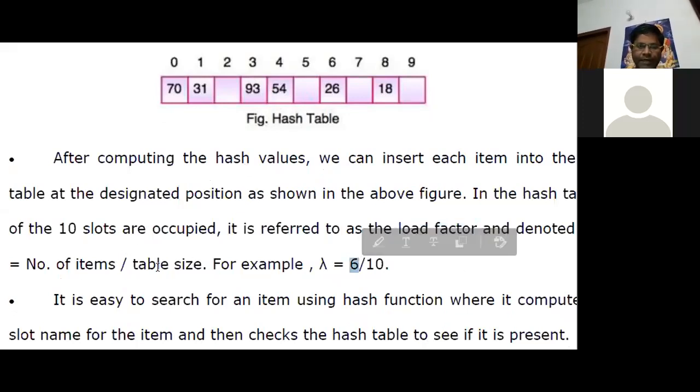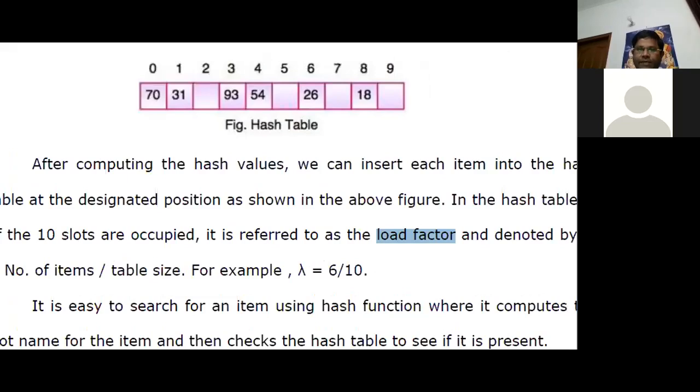Now again, divided by table size. So initially we are taking table size n equal to 10. So we are just placing the value 6 by 10. So this is basically the load factor for this given hash table. So lambda value is 0.6. So this is the basic example of how to insert various keys into the hash table by using the hash function.